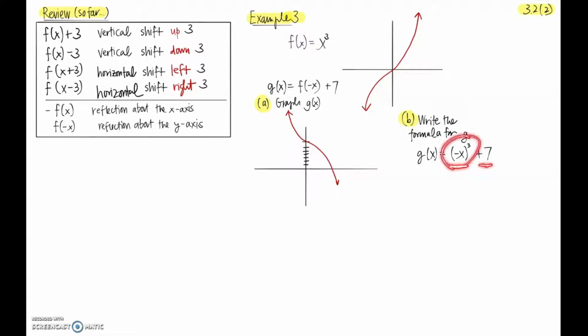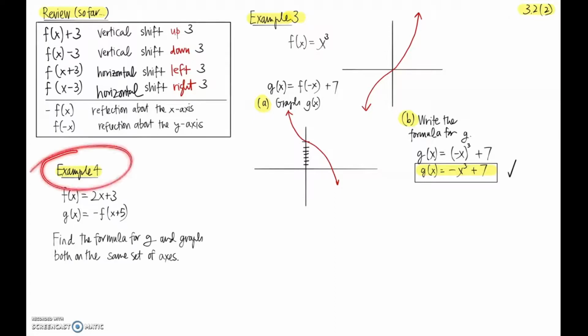And we can clean up this guy a little. If you take a negative x and you cube it, that would be negative x times negative x times negative x. So that would just be negative x cubed plus 7. The parentheses are gone because that negative sticks around through that cubing. There's 3 negatives, so you still have 1 left over and you can lift the parentheses. And this is it. We've done it. They've asked us to graph it. We graphed it. And they've asked us to come up with the formula for G. And we've done that here.